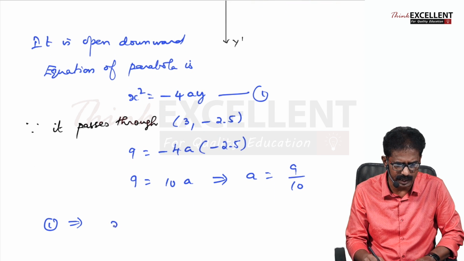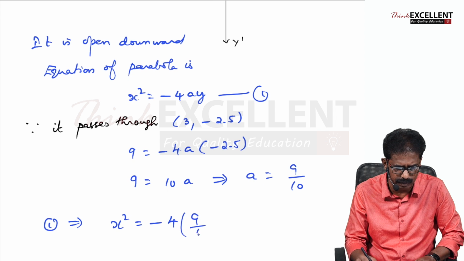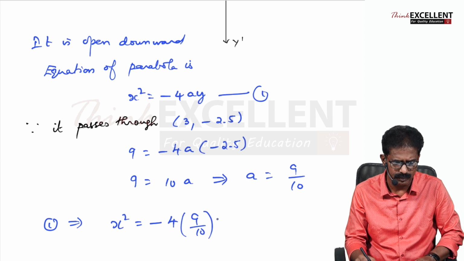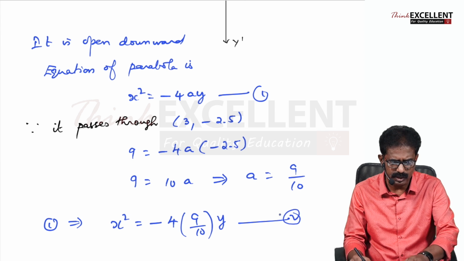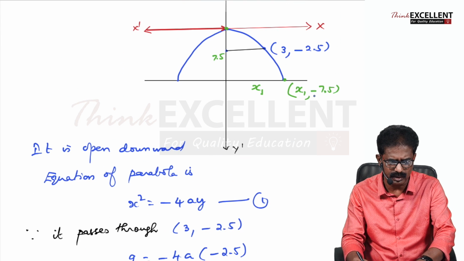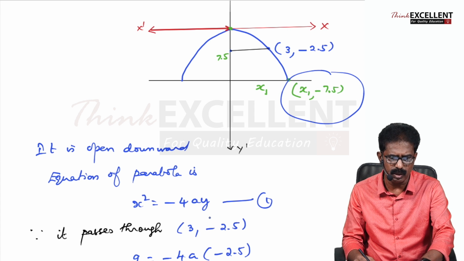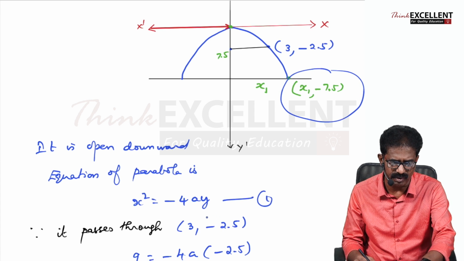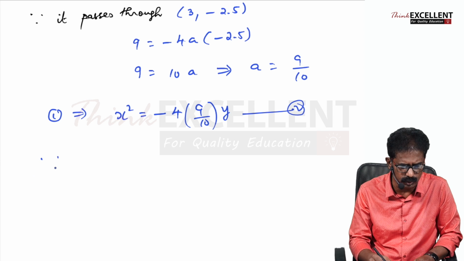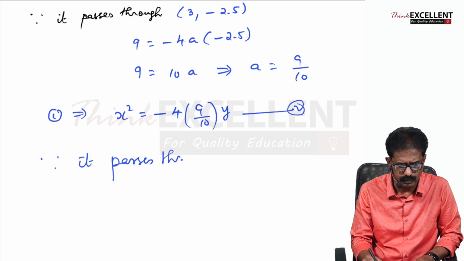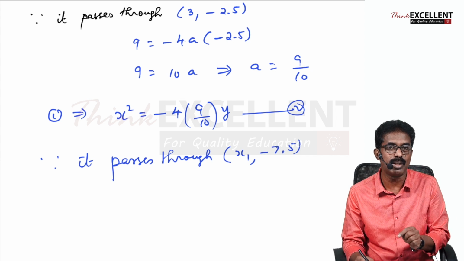So you are getting x square is equal to minus 4 into a. What is a value? 9 by 10 into y. Okay. Now we substitute the other point. We want x1, right? So now use this point, since it passes through x1 comma minus 7.5. So we substitute and find the x1 value.